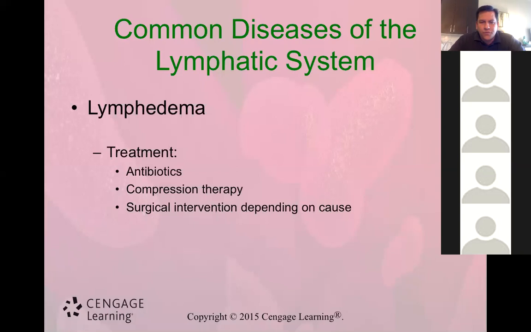Pregnancy and constrictive clothing often cause an increase in venous pressure, resulting in an accumulation of fluid in the ankles and feet. Decreasing venous pressure in these cases will relieve lymphedema.